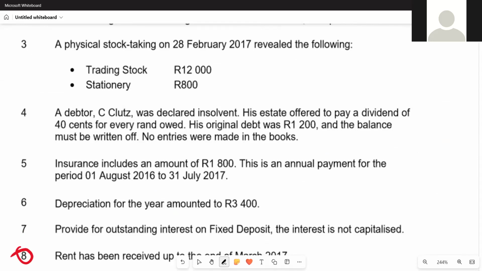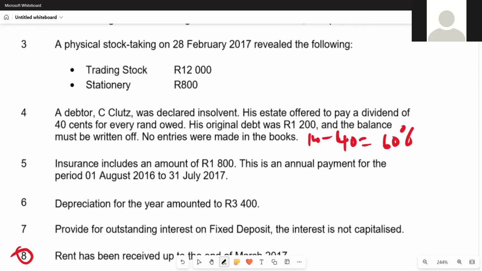It reads, a debtor C. Clarks was declared insolvent. He instead offered to pay a dividend of 40 cents for every rand owed. His original debt was 1,200 rands, and the balance was written off. No entries were made in the books. So it means the one that is going to be paid is 40%. 40 cents is 40%. So what is going to be written off is 100 minus 40, which is 60%.